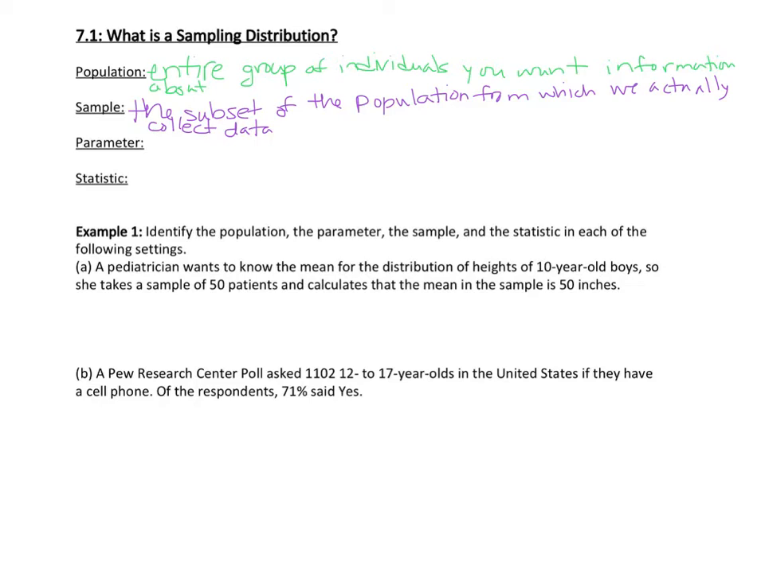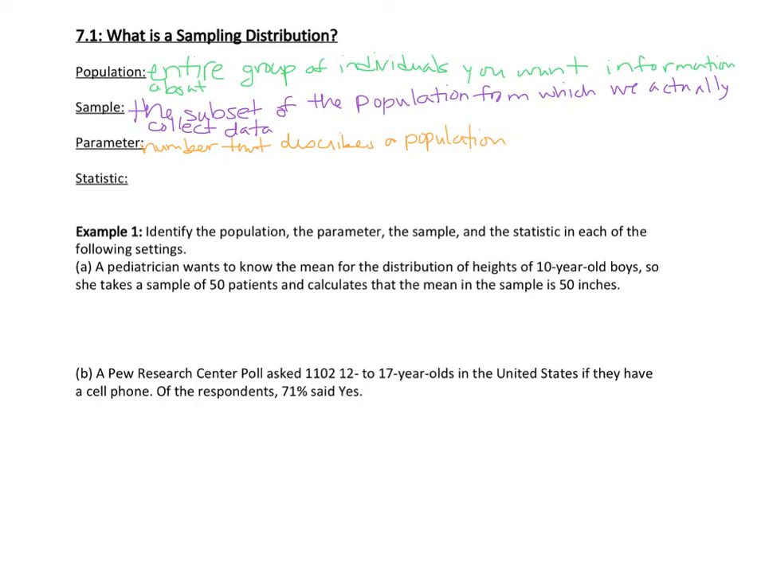So we also have two new definitions, which are parameter and statistic. And a parameter is going to be a number that describes a population. So this number can be a mean, it can be a percent. You'll see a few different things. It can just be a proportion, but the one thing I want you to remember is parameter and population both start with P, so they go together.